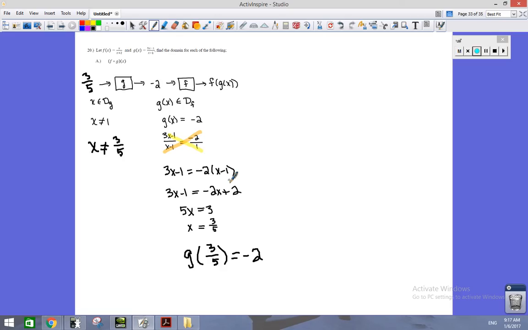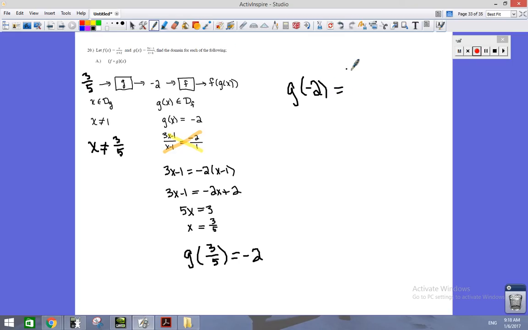G doesn't have a problem with 3/5. It's F. It won't make it. Remember that all numbers have to make it all the way through this assembly line. They have to make it through each function. G didn't like 1, and F doesn't like negative 2, but G doesn't have a problem with negative 2. If you input negative 2 into G, you're going to get an output that's not negative 2.